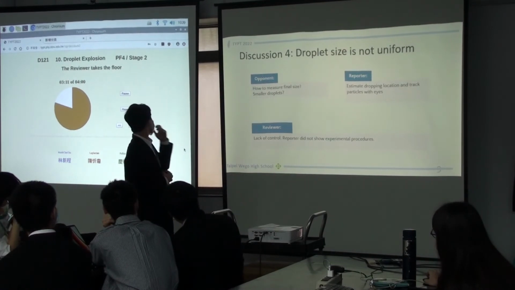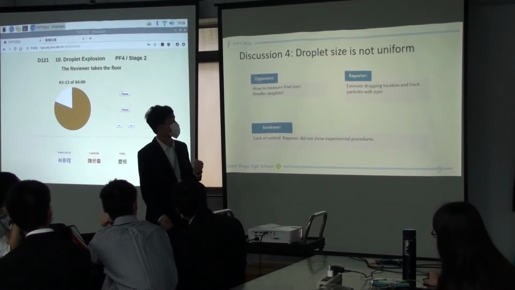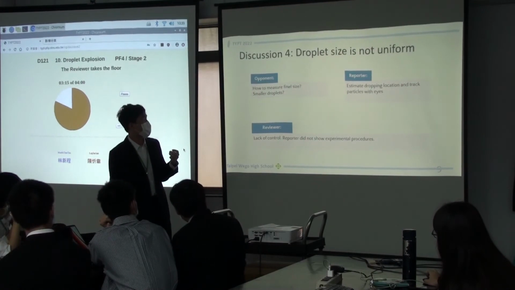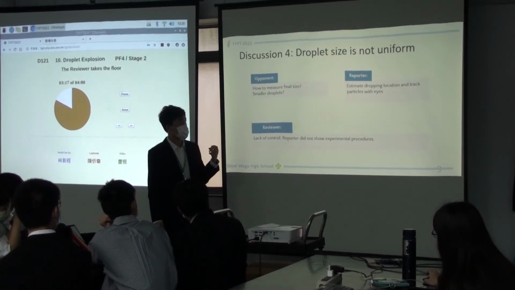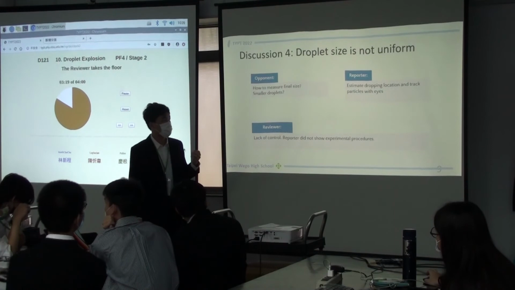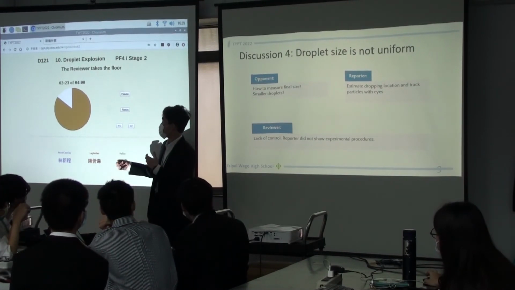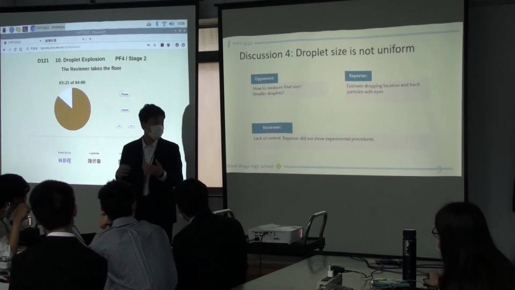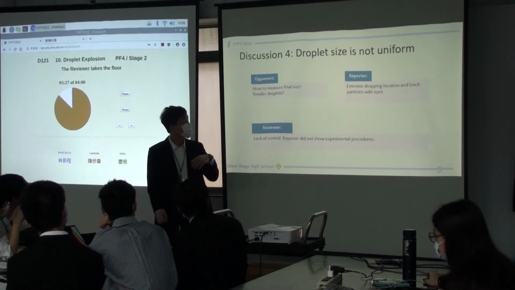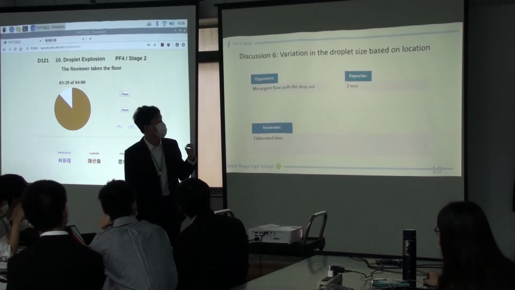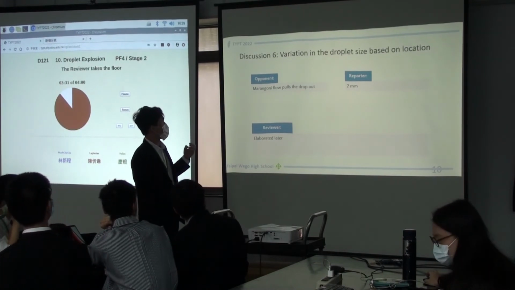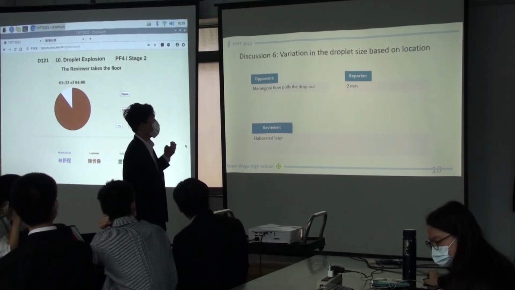And the fourth question is about the droplet size not being uniform. The opponent asked how to measure the final size of the small droplet. The reporter said they estimate the dropping location and track particles with ice. But we think the reporters should put out some of the images to prove that they have conducted this experiment. And the final discussion is that Marangoni flow pulls out the drop.